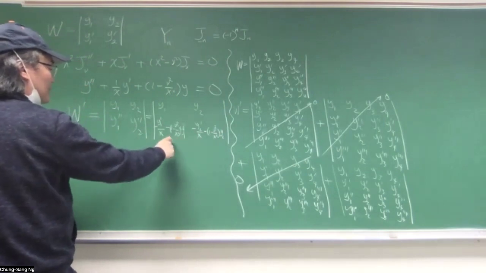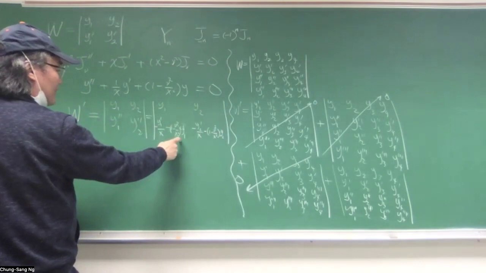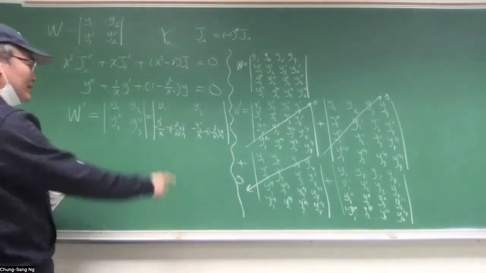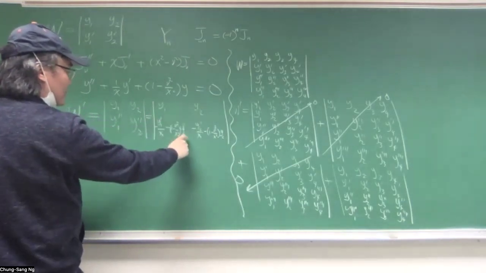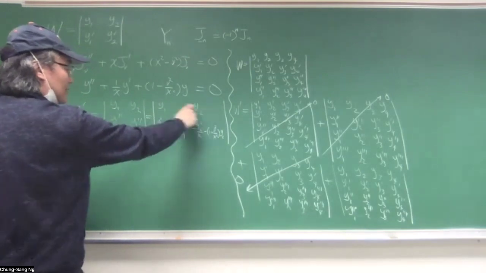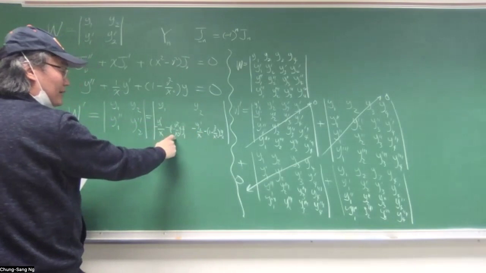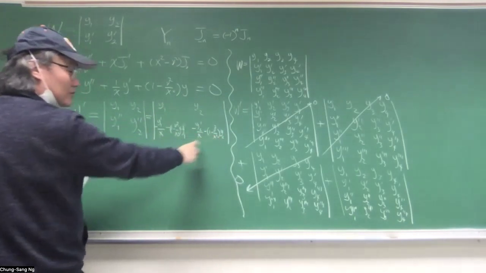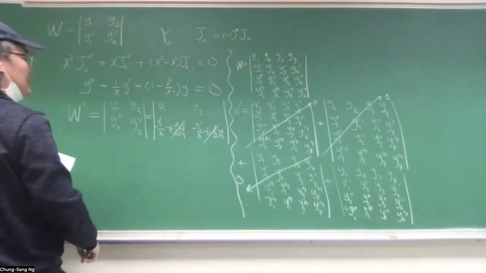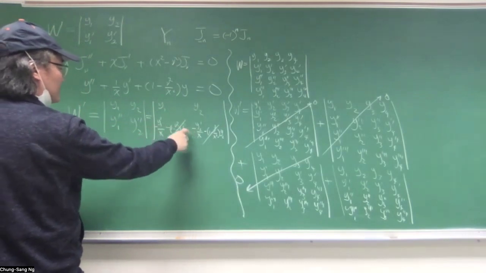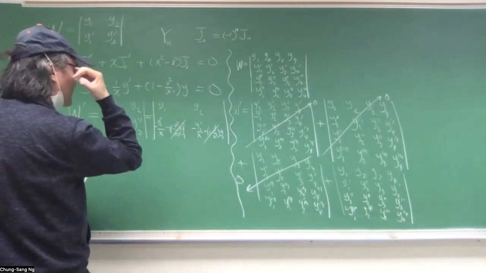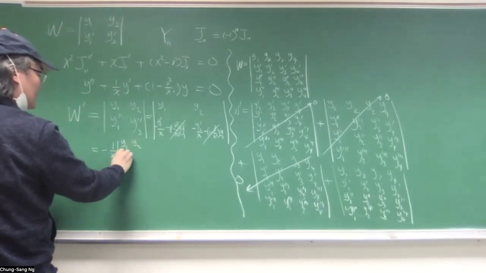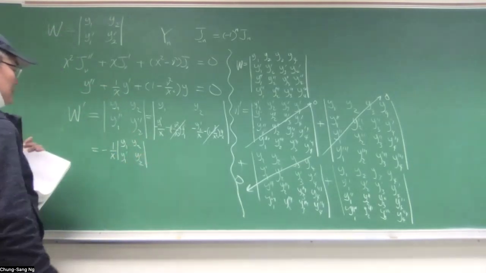The second row has two terms, right? One has y1, the other has y2. Using the same property, the second term is proportional to the first row, so you can ignore that part, because it gives zero contribution. For the other term, both have the same factor, so you can pull the factor out of the determinant. That becomes minus one over x times the determinant of y1, y2, y1 prime, y2 prime.